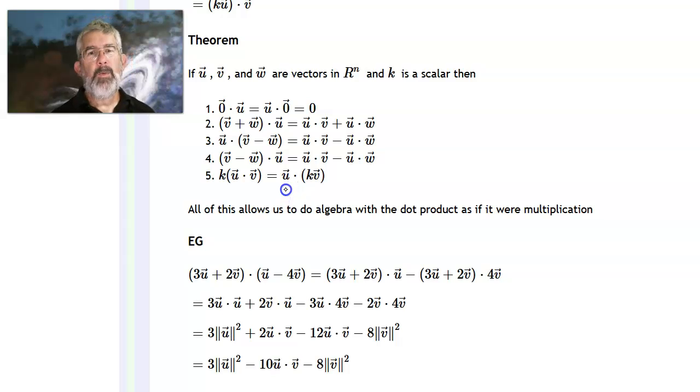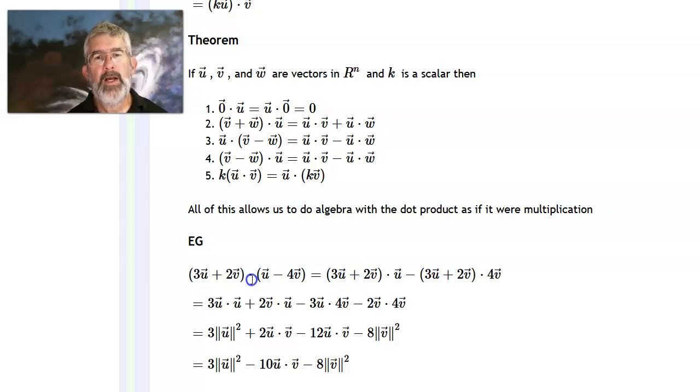Okay. But what these all do now is they allow us to do algebra with the dot product. So for instance, here is a product of two combinations of u and v, 3u plus 2v and u minus 4v, and I'm going to dot the two together. Okay, this is one vector, that's another vector, and I'm taking the dot product. Well, I can use all these properties in the 5 listed above to help me do that algebra.